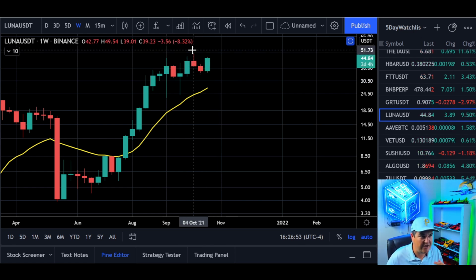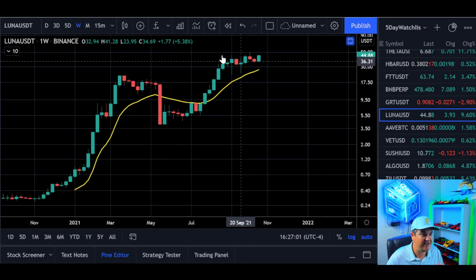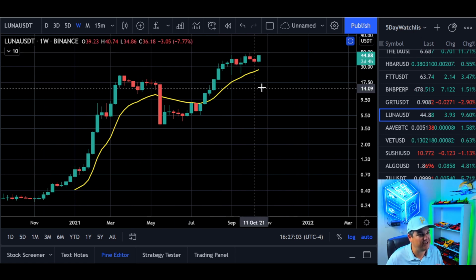So if we close here, I would look for a potential breakout and close above that $50 level that we mentioned. And then it's go time again. Yes. So very good looking out of Luna.